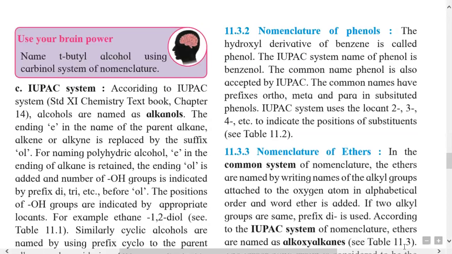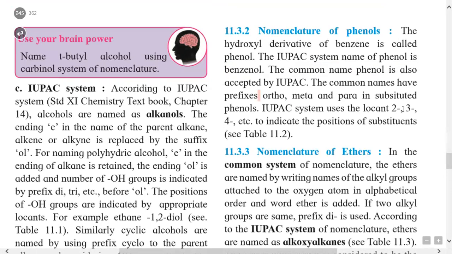First, nomenclature of phenol. So these phenols are hydroxy derivatives of benzene. They are called a phenol. This is also called a benzenol. That is, the IUPAC name of this phenol is benzenol, and the common name phenol is also accepted in IUPAC nomenclature.